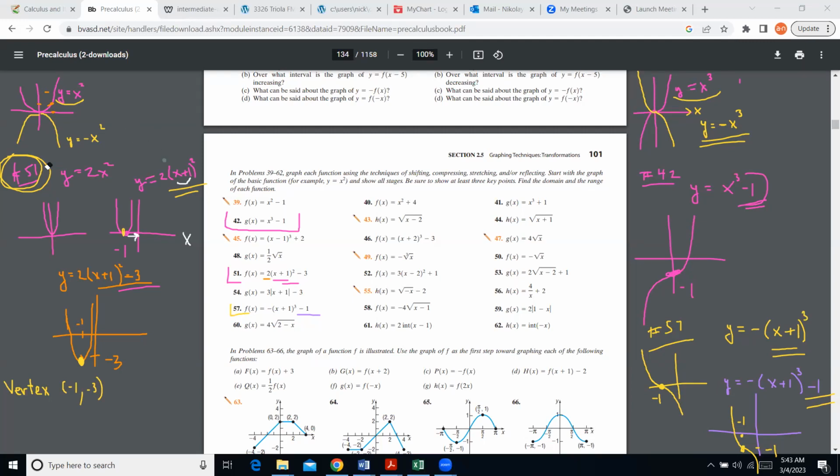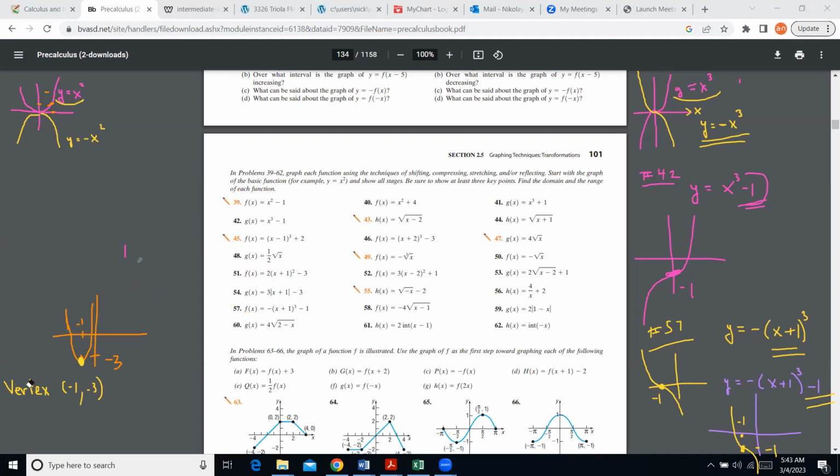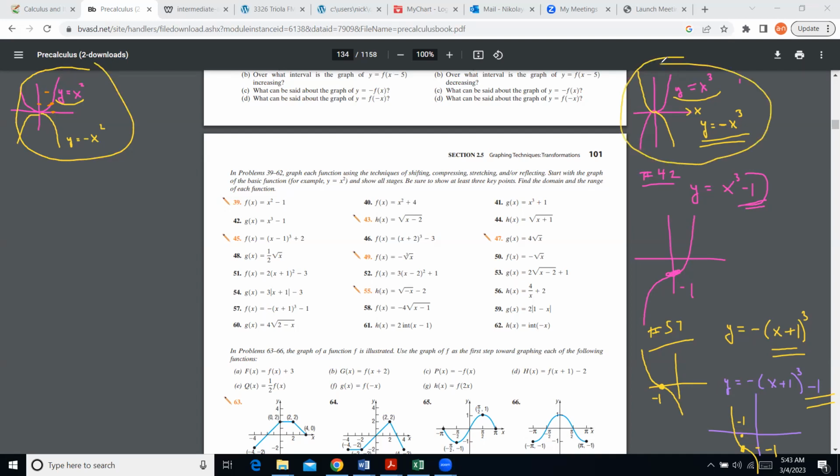So the key idea of this section is that transformations of graphs happen no matter which function you're trying to graph. And that's why it's so important to know the basic graphs of such things as x to the second power and x to the third power that we considered last time.